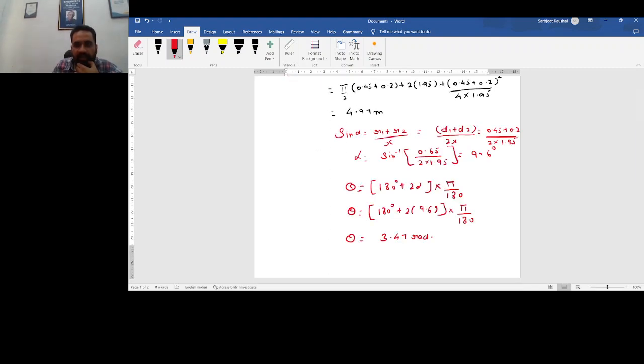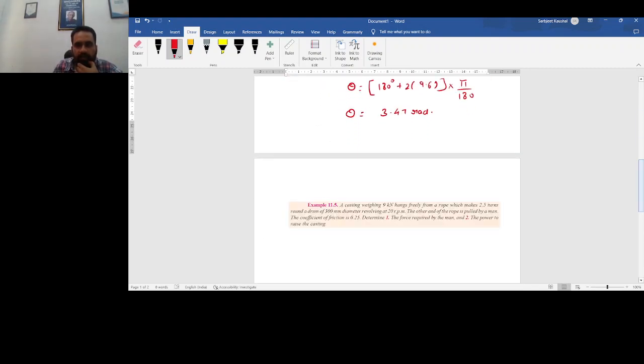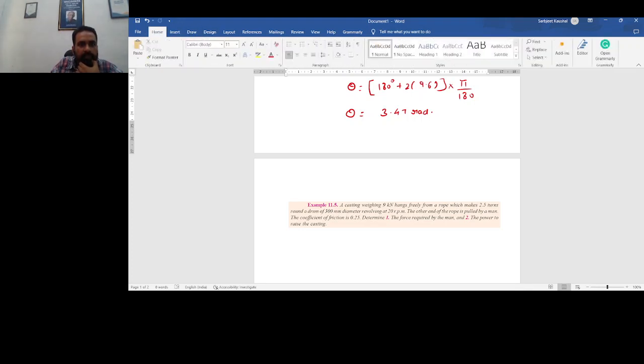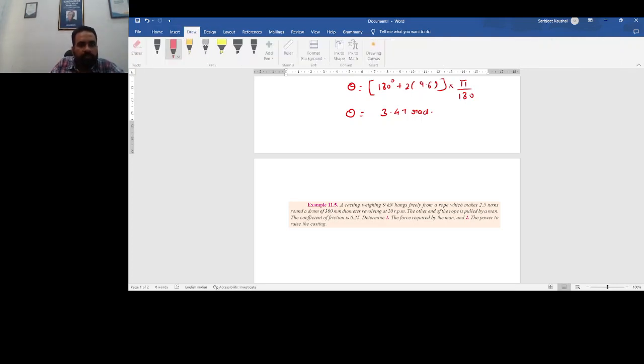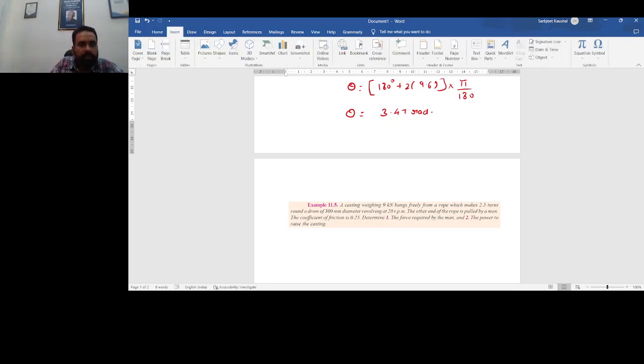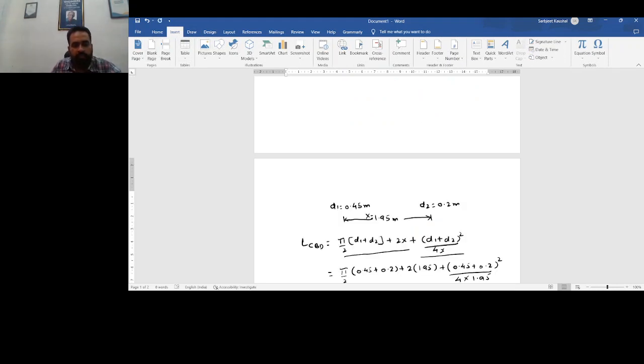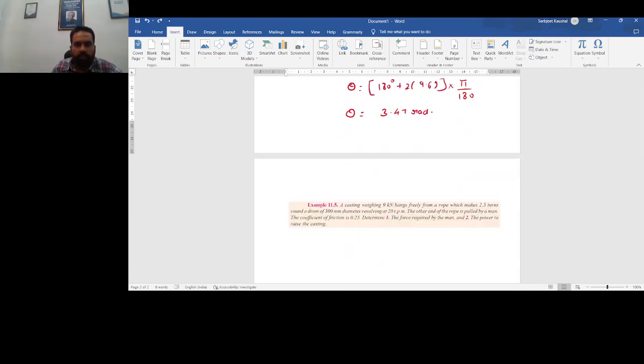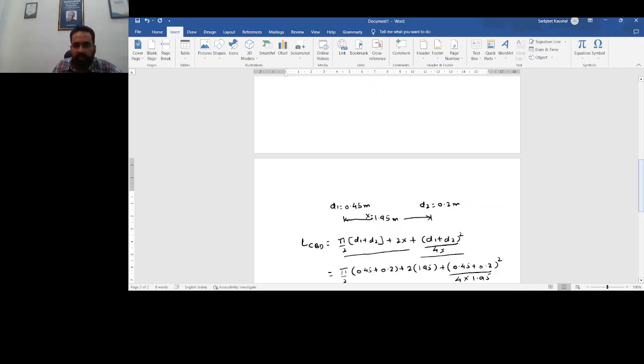So power transmission will be given by, so we take another page, blank page. Sorry.